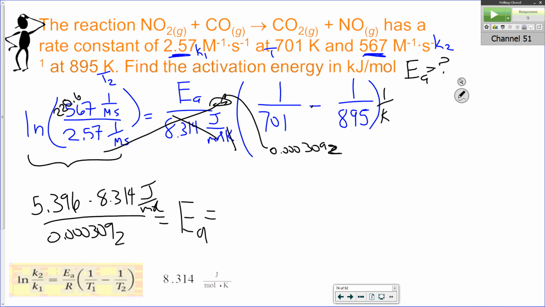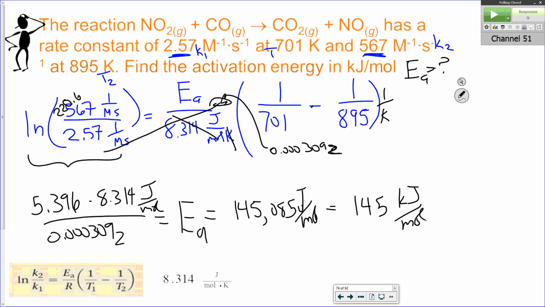And I get a pretty big number. $145,000 and some change joules per mole. Most commonly, I express this in kilojoules per mole. So 145 kilojoules per mole. Anybody else get that number? Okay.